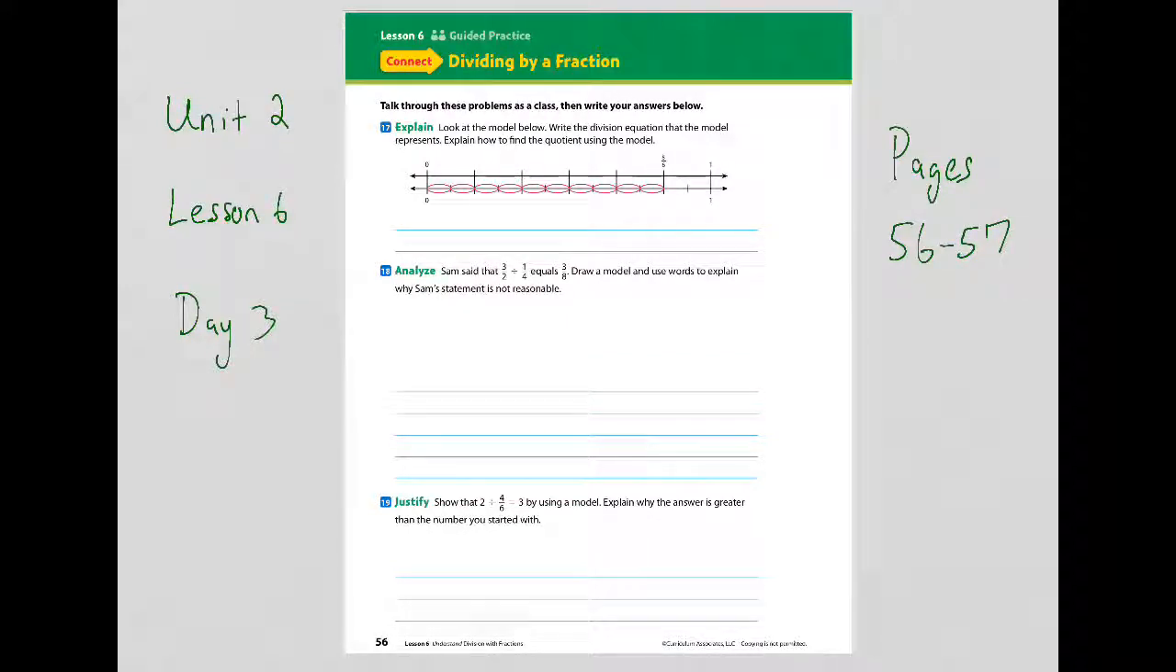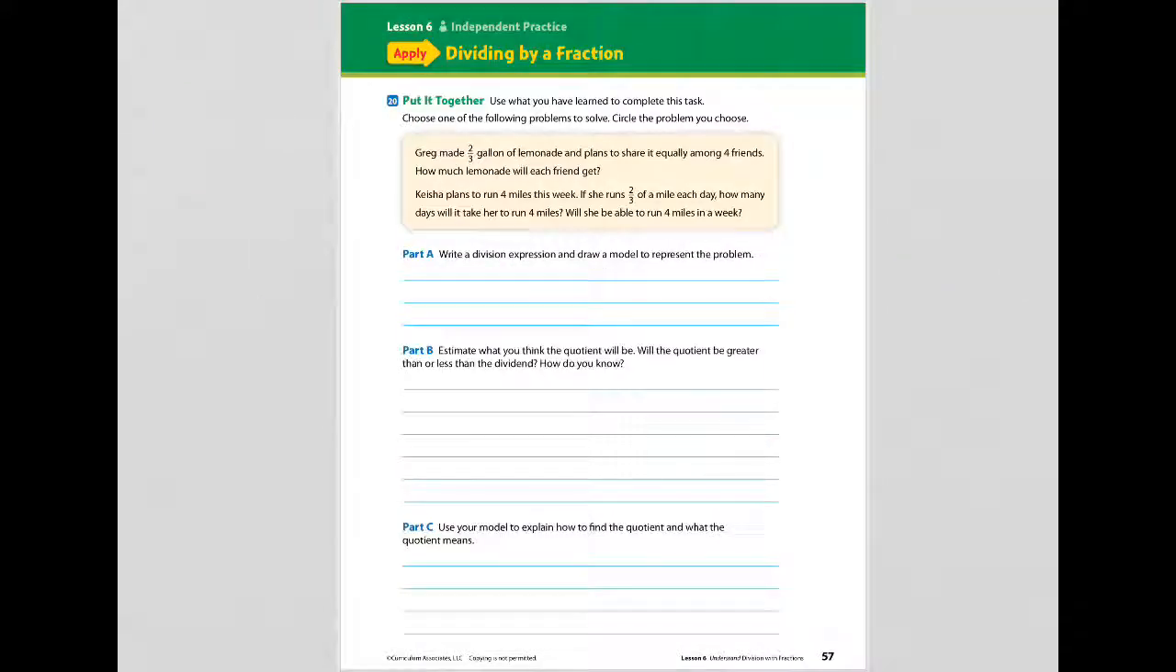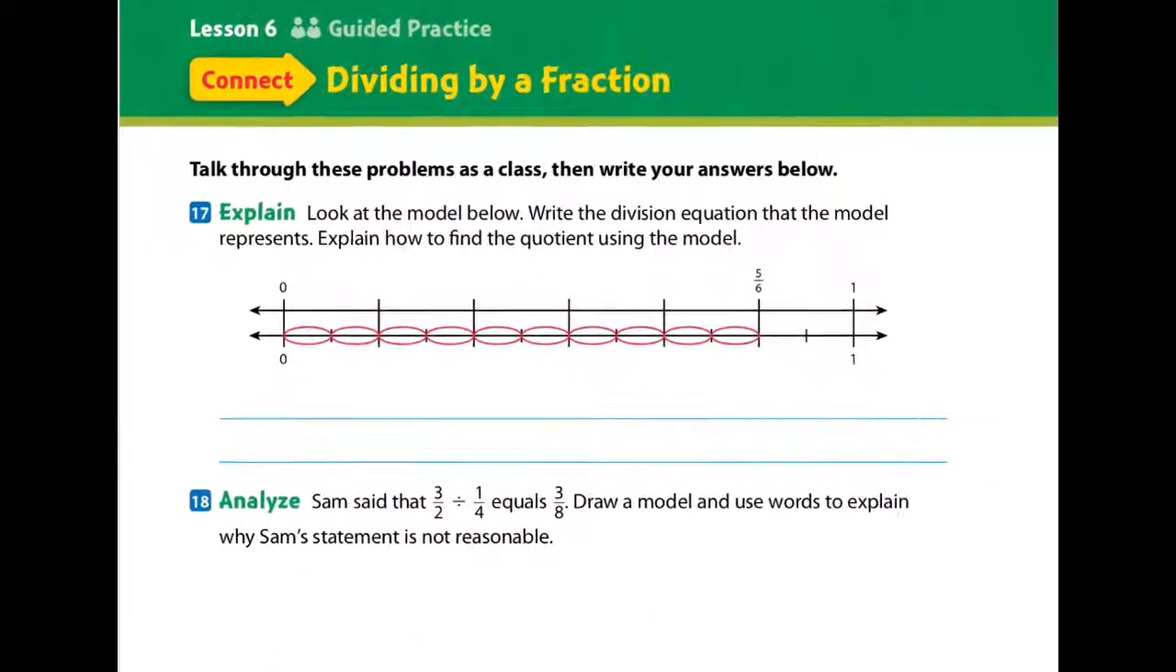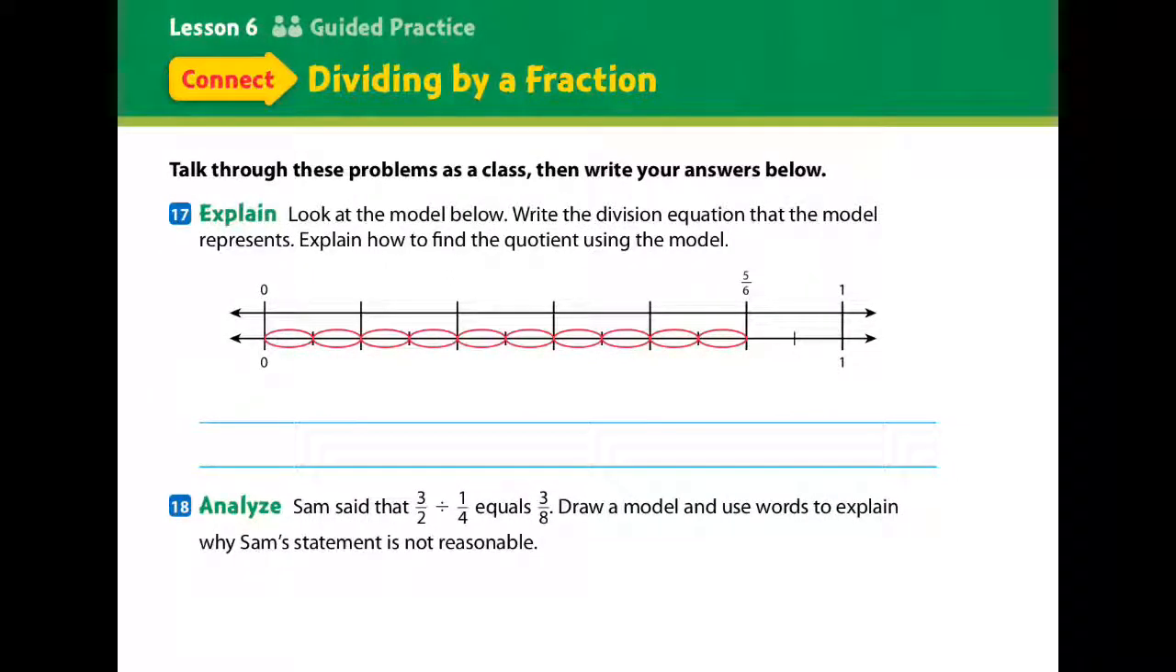So basically, what we're going to do is we're going to work on page 56 kind of together, one problem at a time. Then, when you get to page 57, you're going to do that because it's independent practice on your own. But I will give you a hint of a couple vocab words. All right, so now let's take a look at number 17.